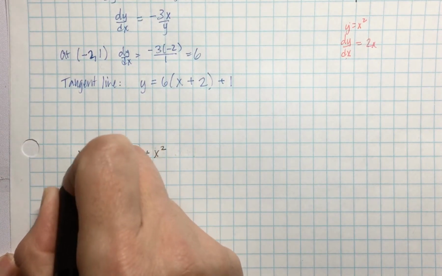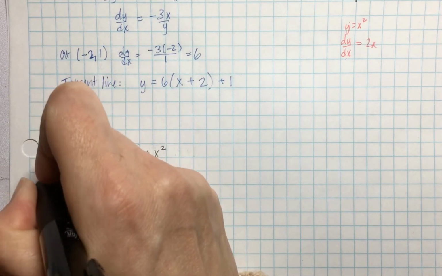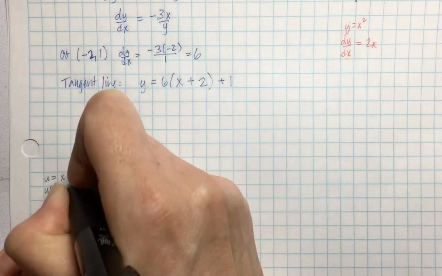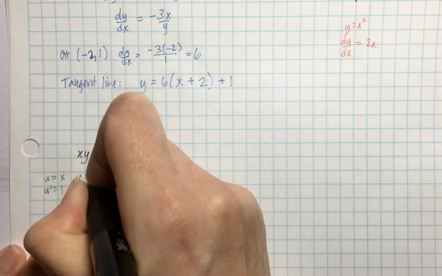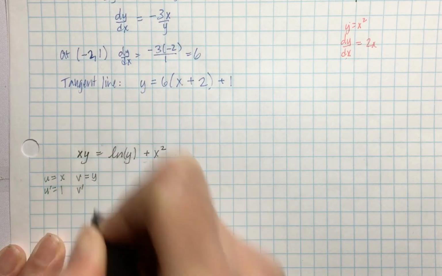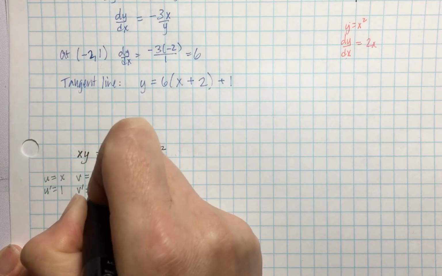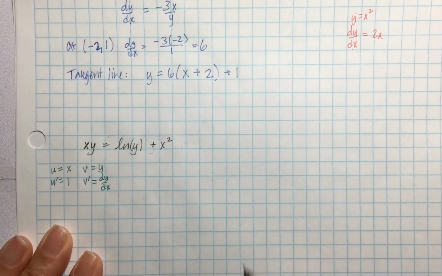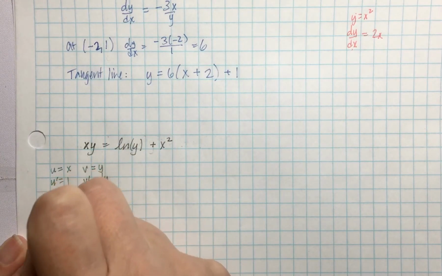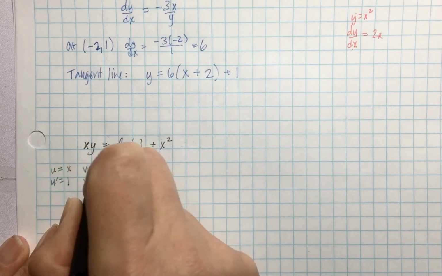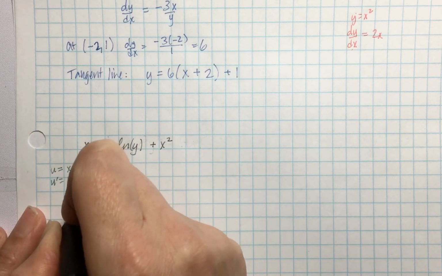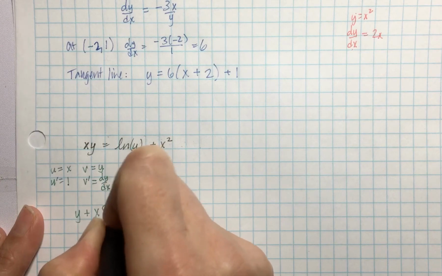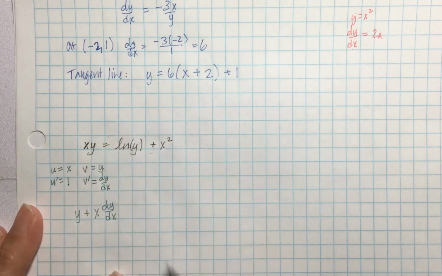Now notice I have this x times y, product rule. So we have u equals x, u prime is 1, v is y, and here's the kicker, be careful, v prime is dy dx. So watch that closely. So our derivative, u prime, which is 1, times v, so I get y, plus u, which is x, times v prime, dy dx. So there's the derivative of this left side.